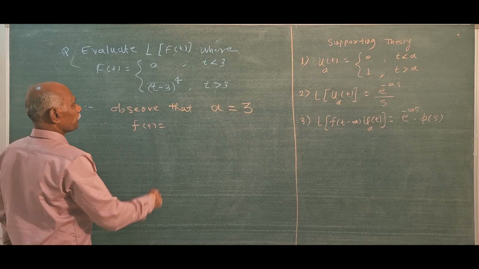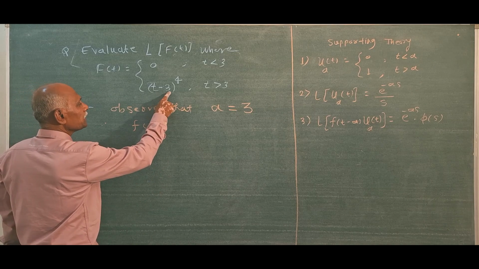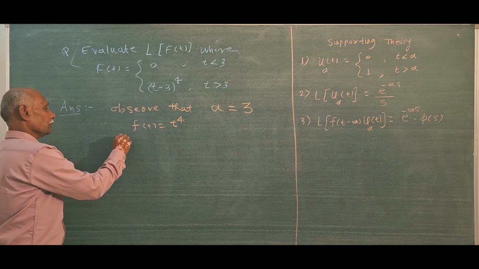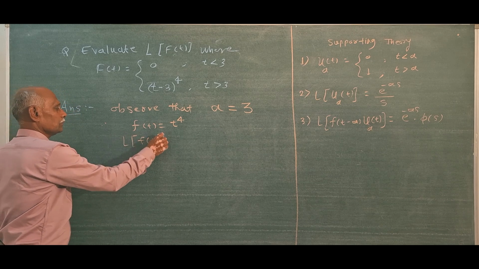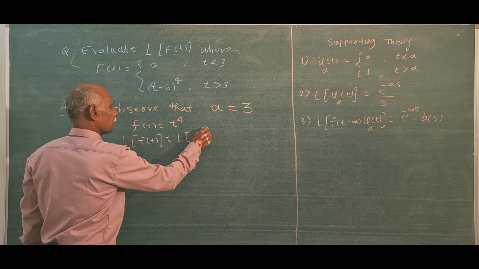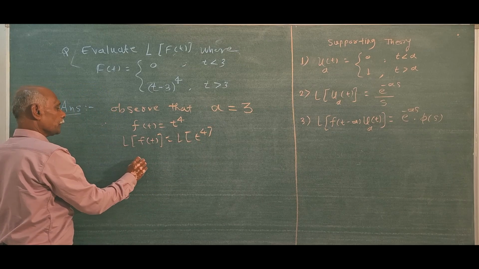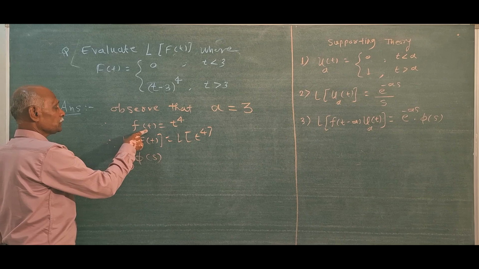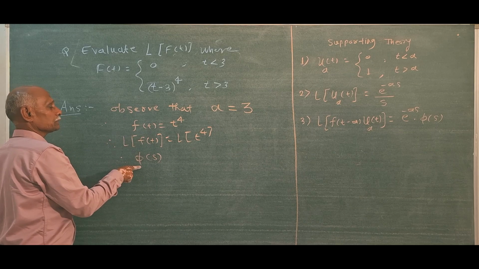So how do you imagine your property? I have told you this 3 is erased and then you are getting t raised to 4. Nice. Then take Laplace. This is denoted by phi s. You have to remember these things. Okay. Once you get your property, take Laplace. Denote this by phi s.